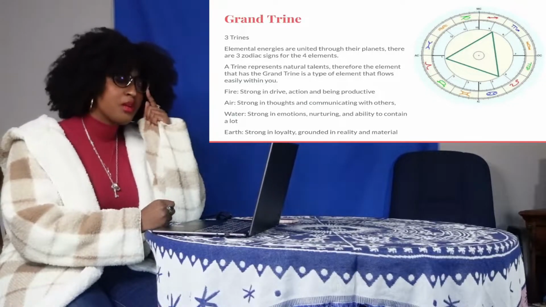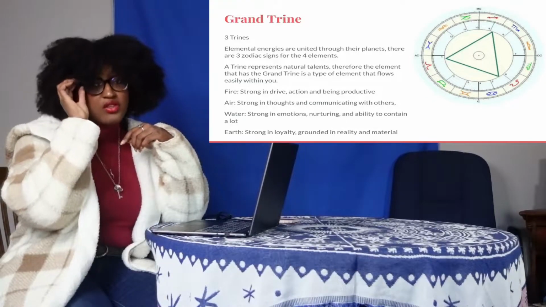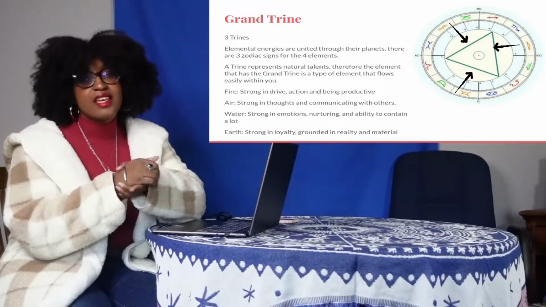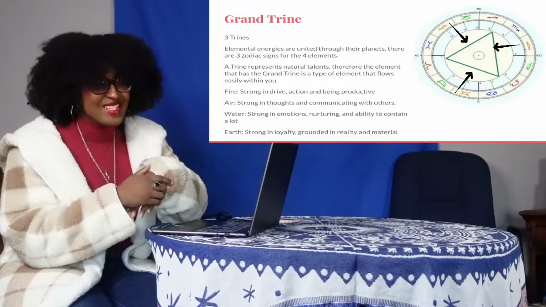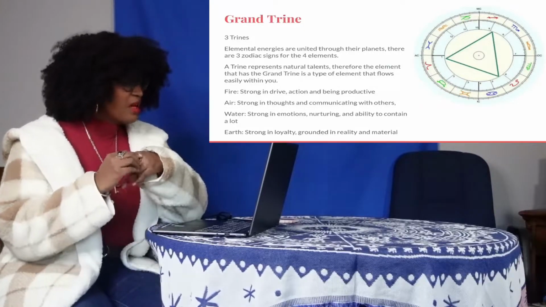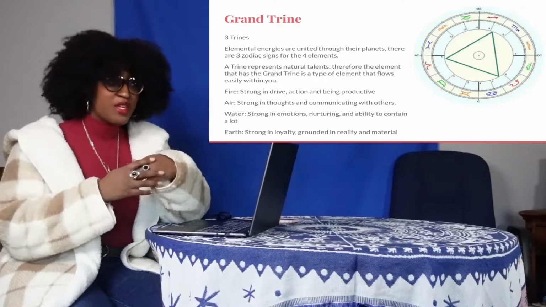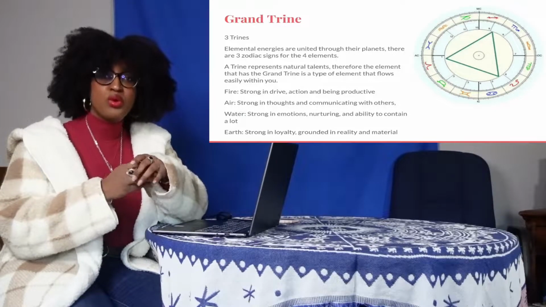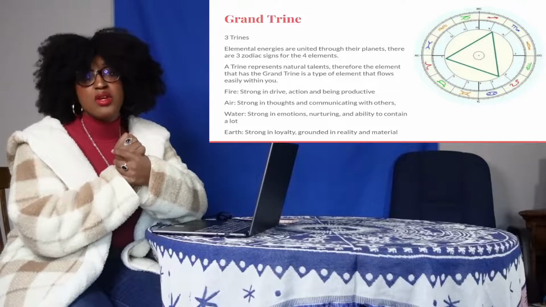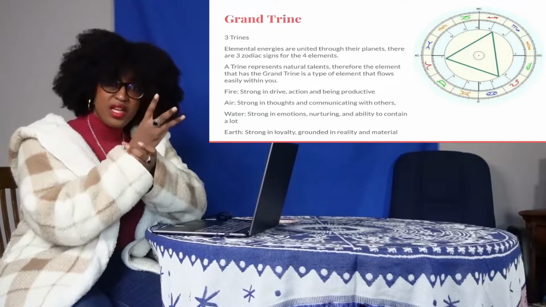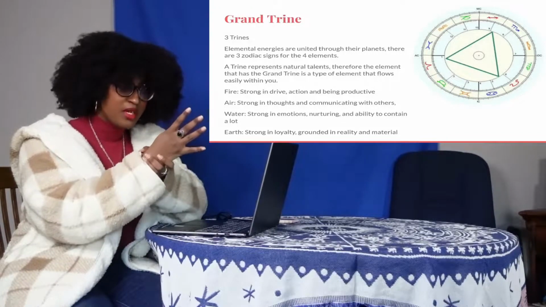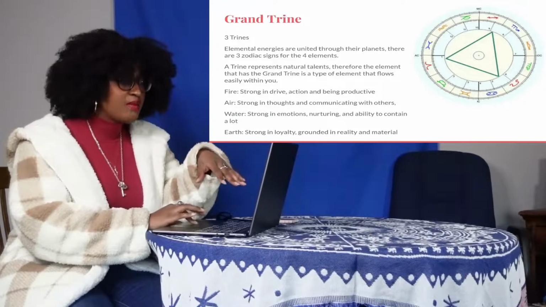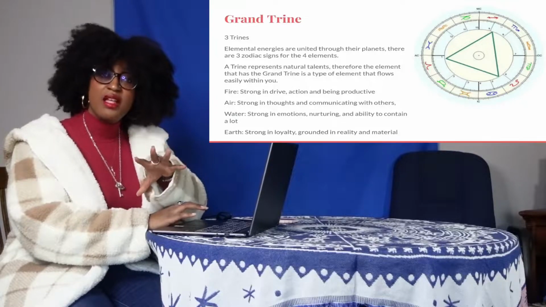So, to talk about another aspect, we have a grand trine, and a grand trine is 3 trines. Yes, I know, I'm saying a lot of trines in this. So, instead I'm going to call it the grand triangle because it forms a triangle. And what's so grand about this? Well, as I said in another video, there are 3 zodiac signs for each of the 4 elements. So therefore, if there are 3 trines, that means all 3 of the element signs.